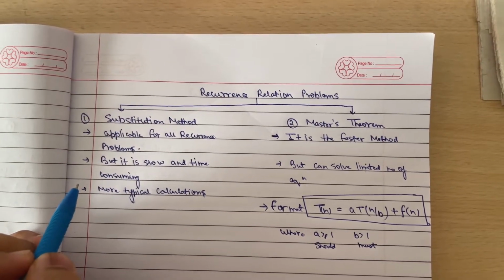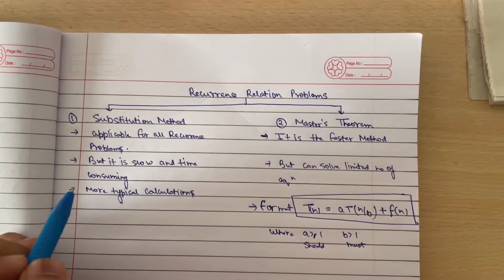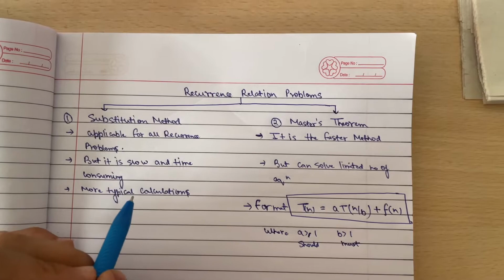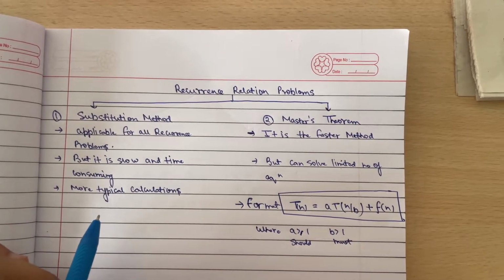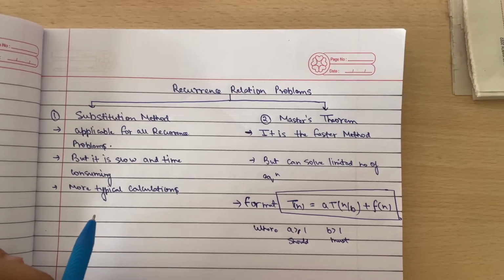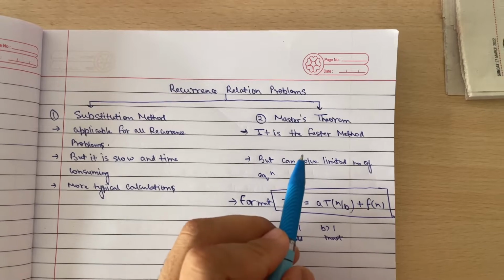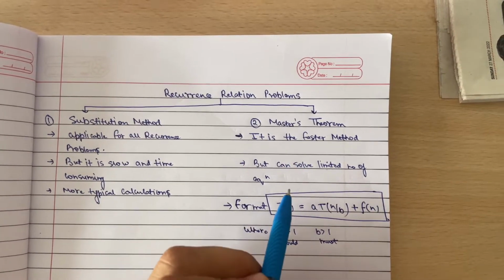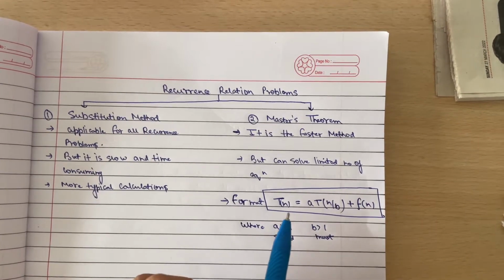Coming to the substitution method, it is applicable for all recurrence relation problems, but it is slow and time consuming and has more tedious calculations, which is the disadvantage of this method. So for that we have the faster method, the master method, but it can only solve a limited number of questions for finding the time complexity.